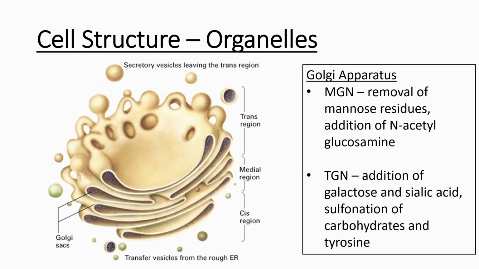Let's look at the medial region, or the MGN. Removal of mannose residues occurs here, as well as addition of N-acetylglucosamine. The trans region, or the TGN, is involved in addition of galactose and sialic acid. Also sulfonation of carbohydrates and tyrosine residues.